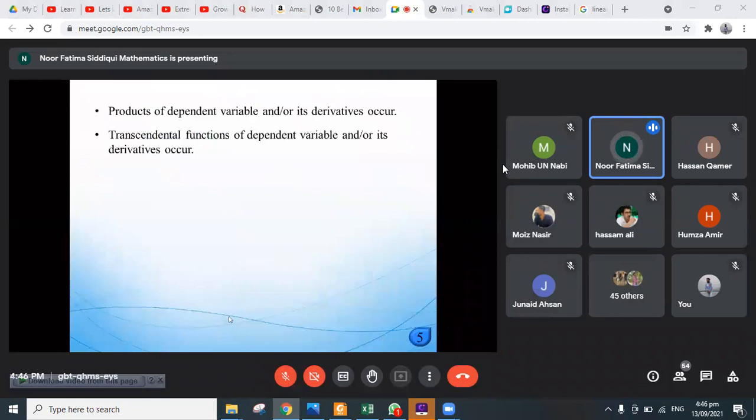Products of dependent variable and/or its derivatives occur, again as I explained. If it is a non-linear differential equation, then you may find products of the dependent variable, and you may find products of its derivatives. And the third point is that transcendental functions of the dependent variable and its derivatives are present. Just like I told you, if instead of cos x it was cos y, it would be a non-linear differential equation. Just like this example number 9.